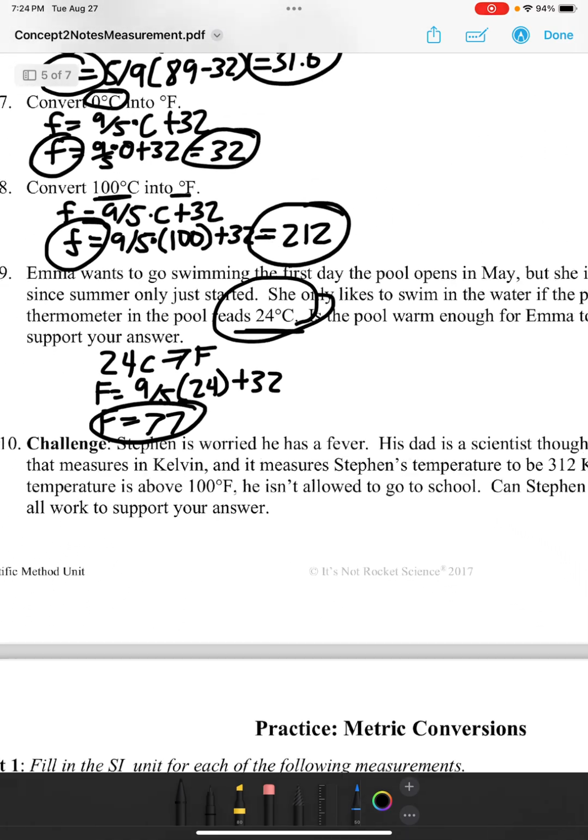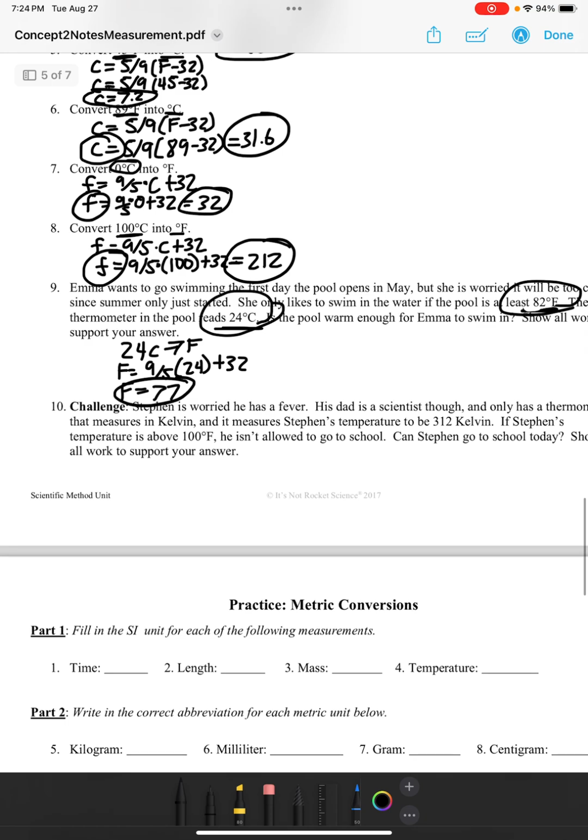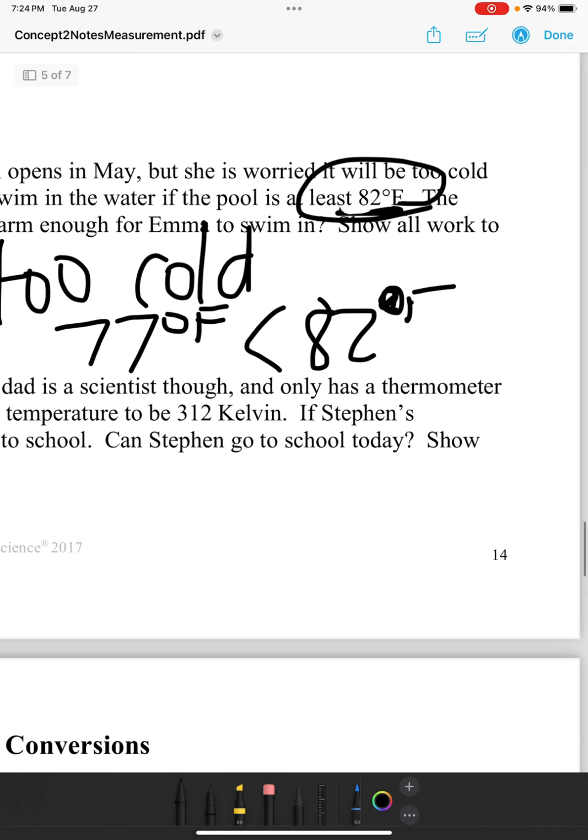And then we need to say, is 77 degrees Fahrenheit more or less than the 82 degrees that she wants it to be in order to swim in the pool? Well, that's less than 82 degrees, so it's a little too cold for what she likes. So we would just say it's too cold, and that's because the 77 degrees Fahrenheit is less than 82 degrees Fahrenheit. It's supposed to be a degree symbol.